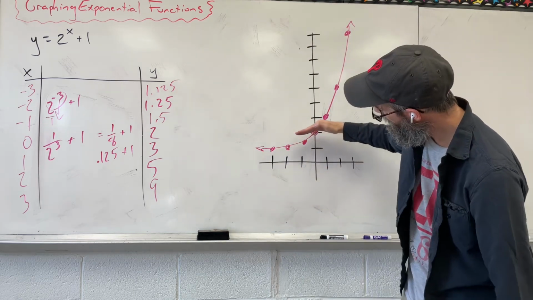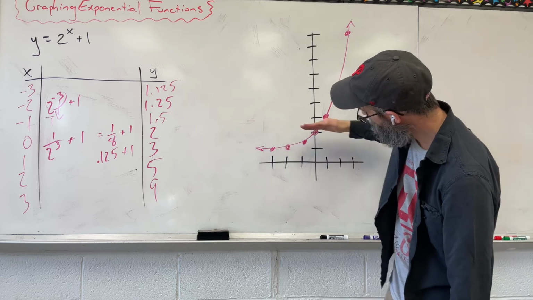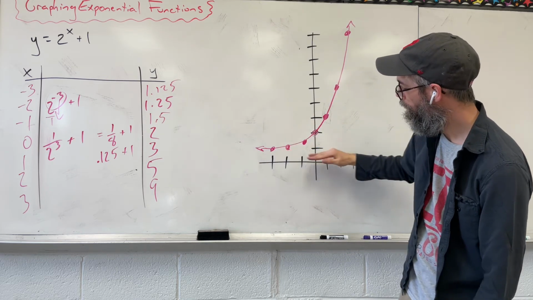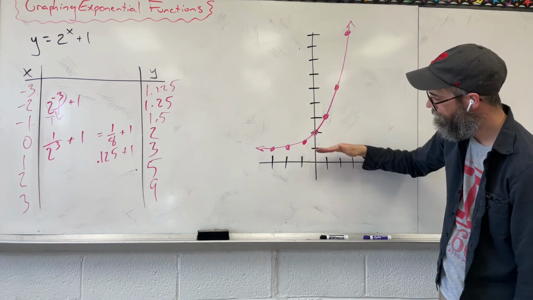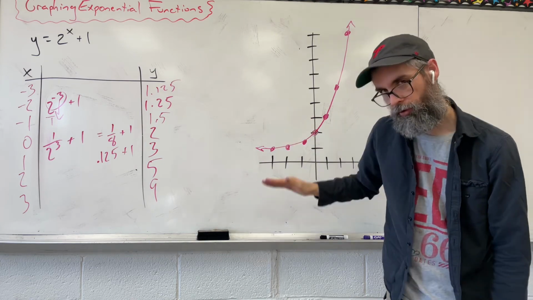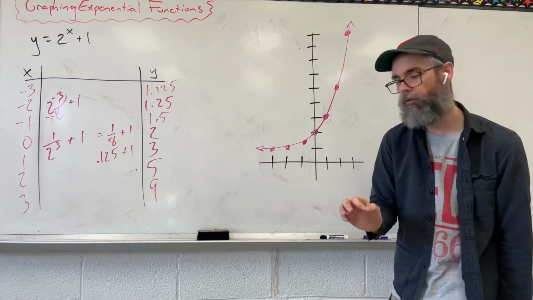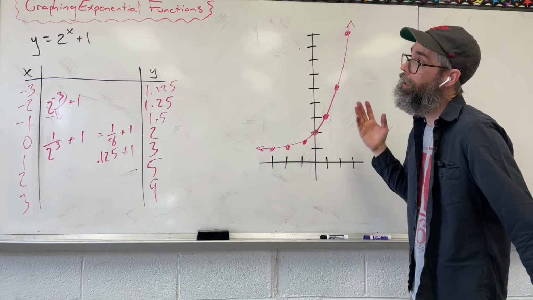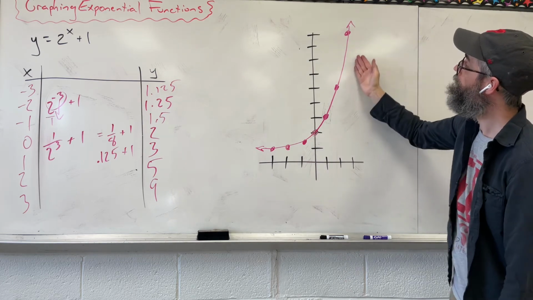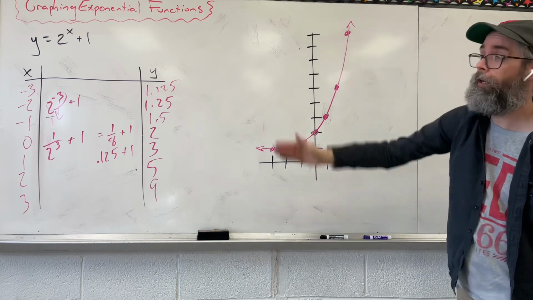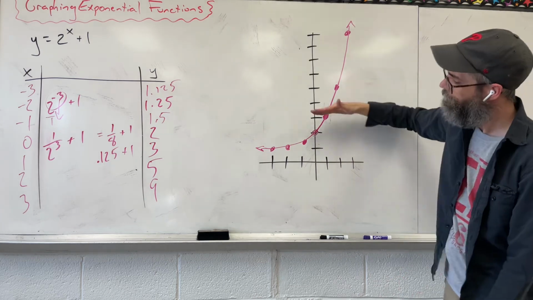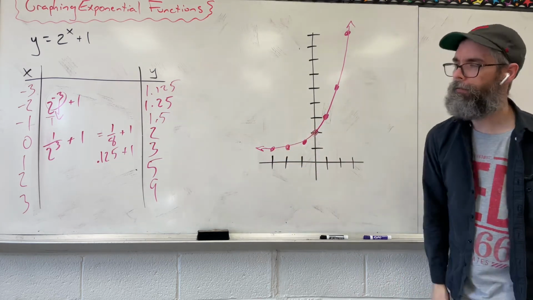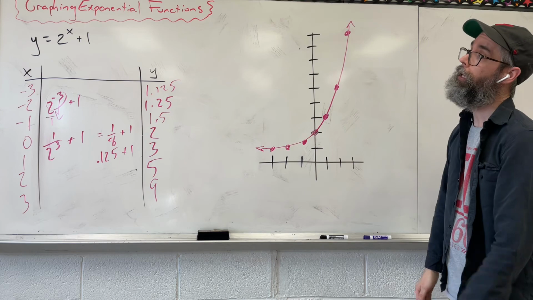So if this thing kept going out, it's like we have this invisible wall at this positive 1 here that this graph is trying to get closer and closer to, but it's never going to touch. It's going to get closer and closer to it. And up here, this thing just keeps growing, faster and faster and faster. So we grow up, we grow kind of small, but we flatten out down here. That is graphing an exponential function.